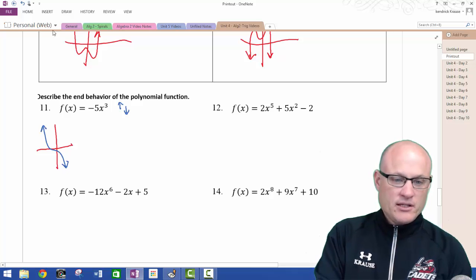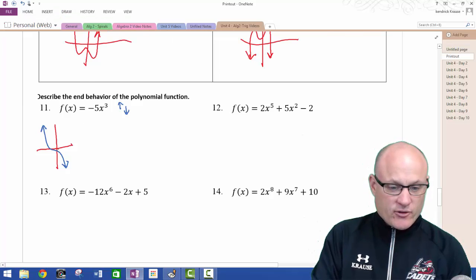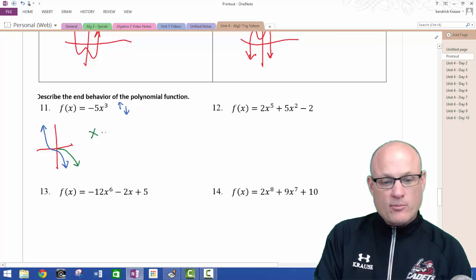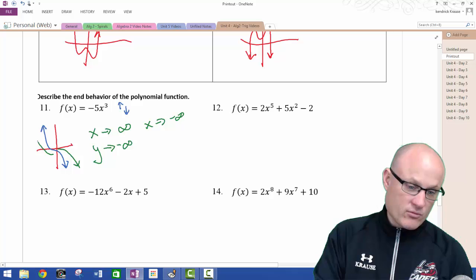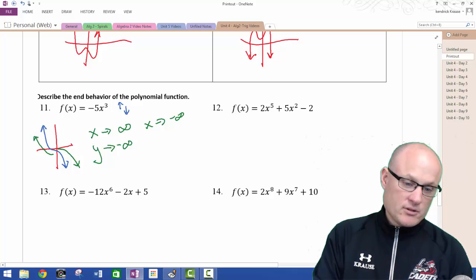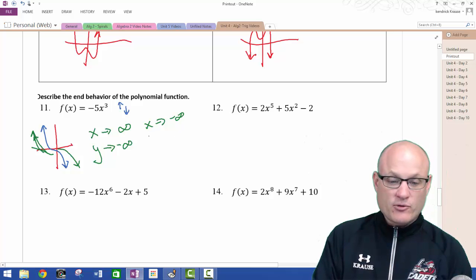Now, here's the part some of the kids don't understand, and hopefully you will. As x goes to the right in this direction, or as x approaches positive infinity, what is y doing? Well, y is going down, isn't it? So y is approaching negative infinity. As x is approaching negative infinity, going this direction, y is going this direction. As x is approaching negative infinity, y is approaching positive infinity.